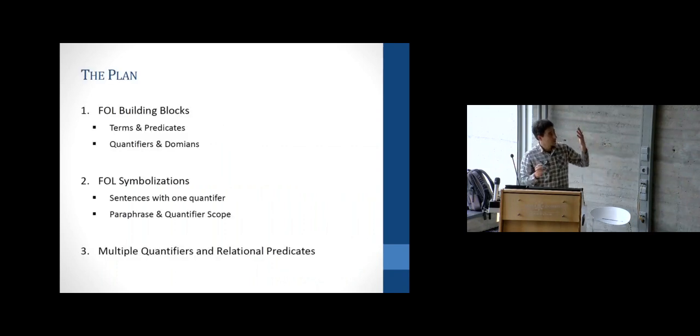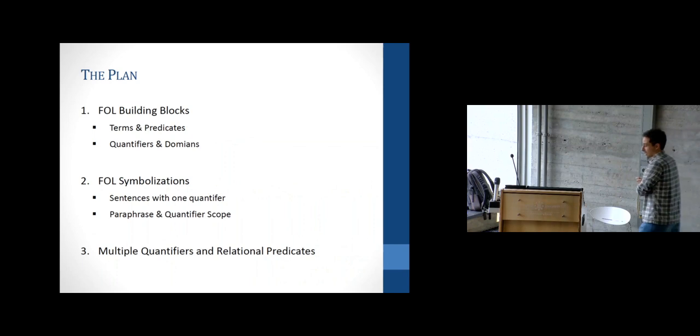What do I want to do today? FOL is the abbreviation for first order logic. We'll talk about its building blocks. Then we'll talk about taking English sentences like "every rose has a thorn" and moving into symbols of first order logic. And then in the last part, we will talk more about relations in first order logic. Okay?